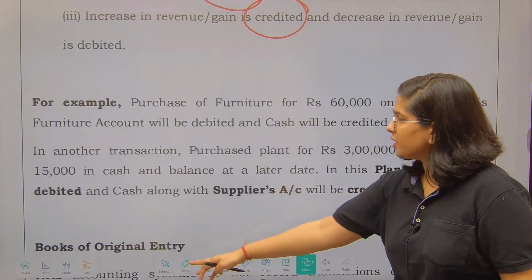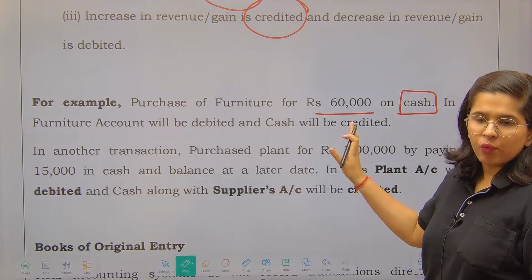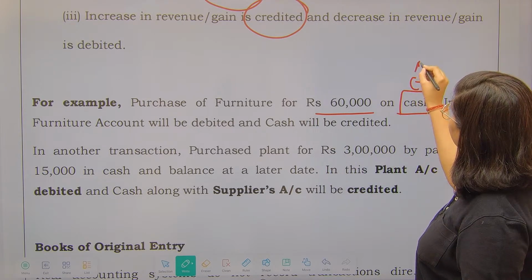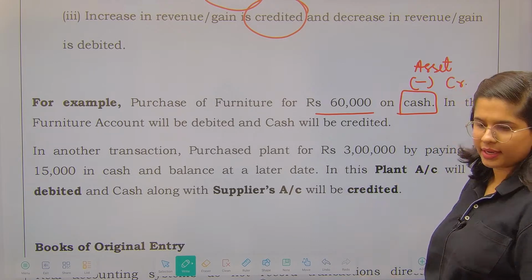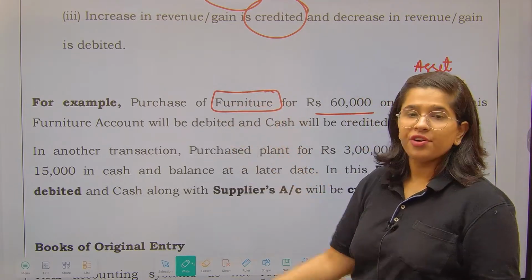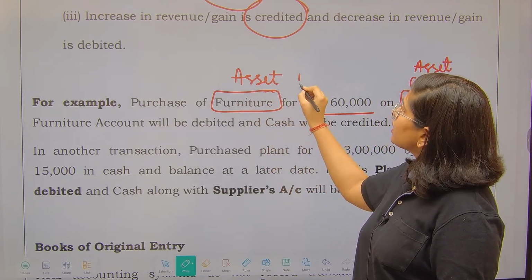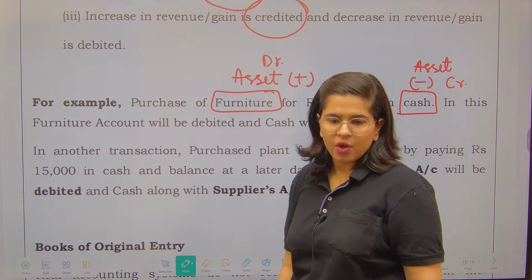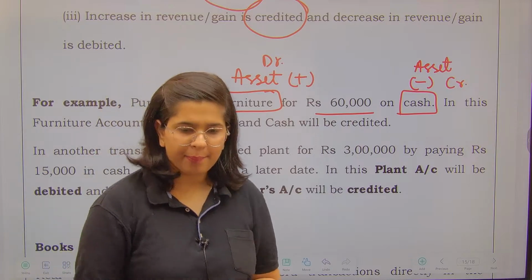Let's suppose you purchase furniture for 60,000 rupees in cash. Now what will be the entry for it? See, my cash is reducing. Cash is my asset, and it is getting reduced. That means I have to credit it. On the other hand, I have purchased furniture. Furniture is my asset, so it is increasing. So I am going to debit it. Furniture account debit to cash account. So this will be the entry that will be passed.